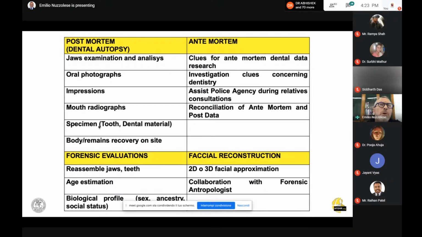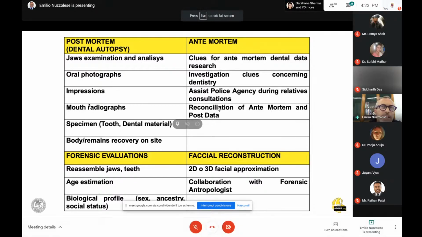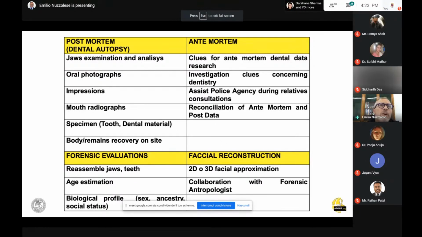We can also take specimens of teeth and of dental materials, and sometimes we may be asked to recompose fragments of jaws and teeth in order to have the anatomical area of the inferior part of the face, and to perform X-rays. But this is what we perform in the autopsy room.